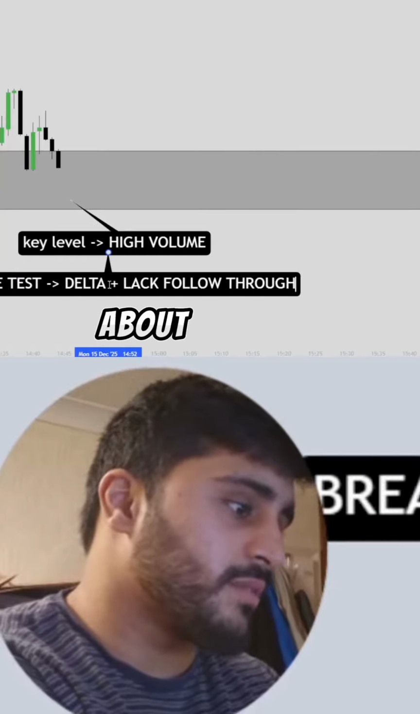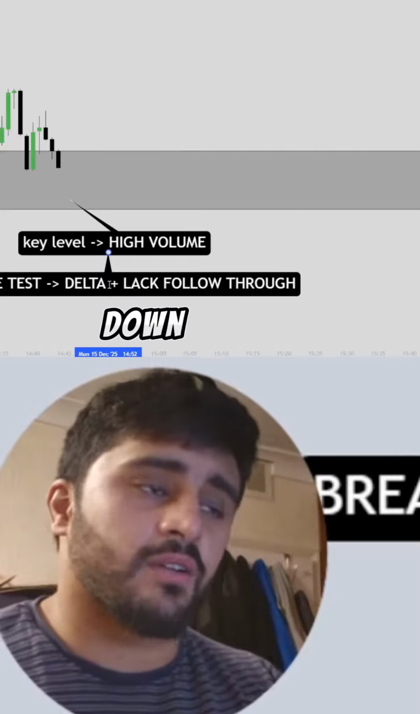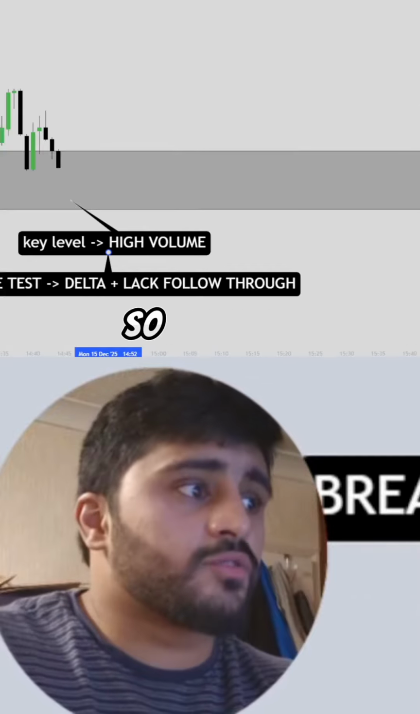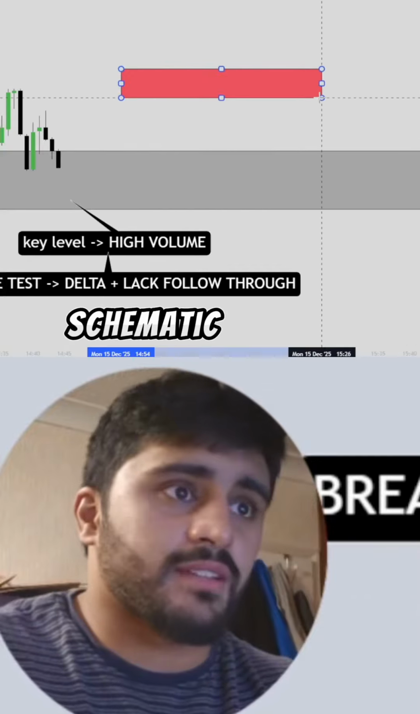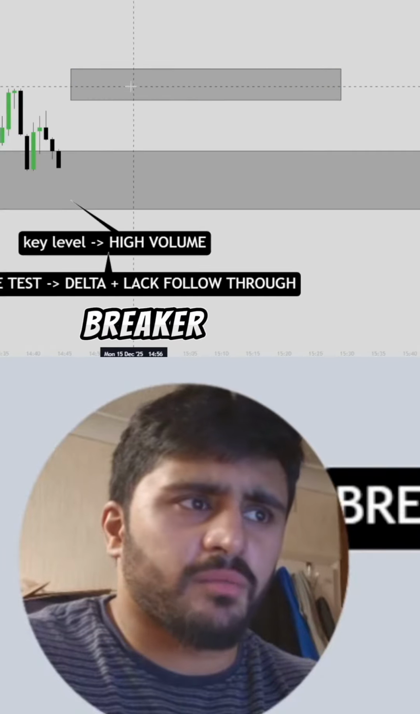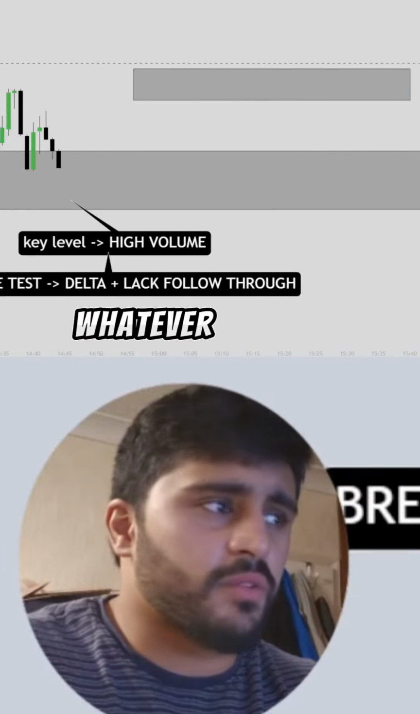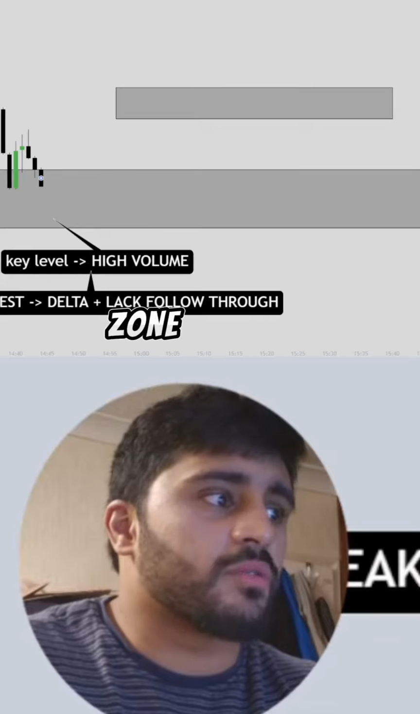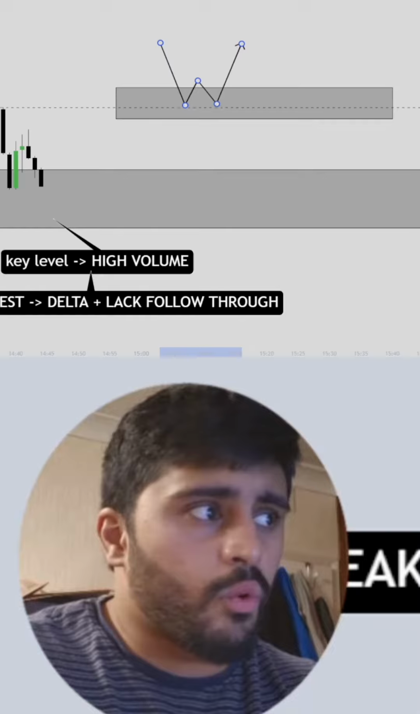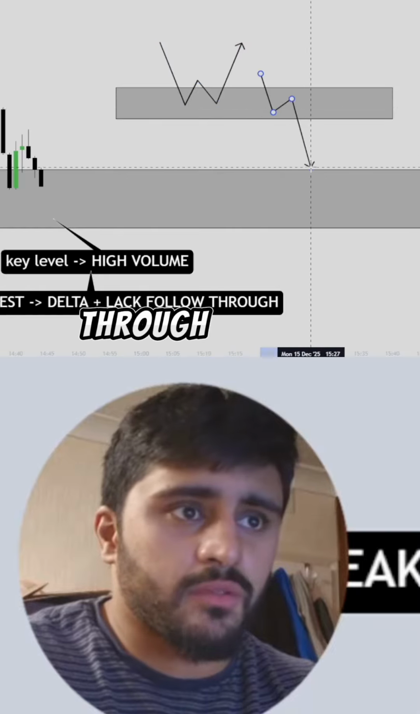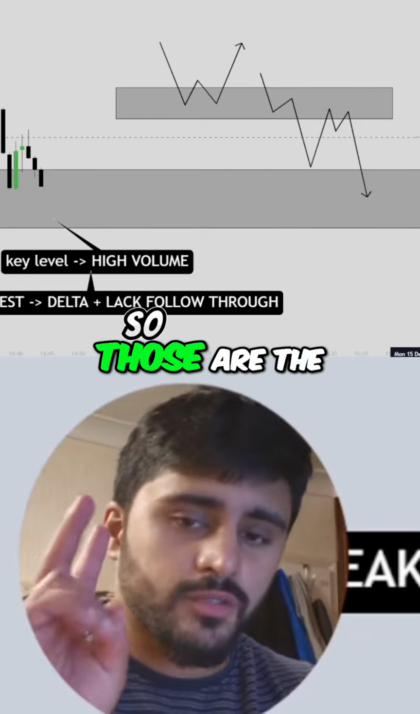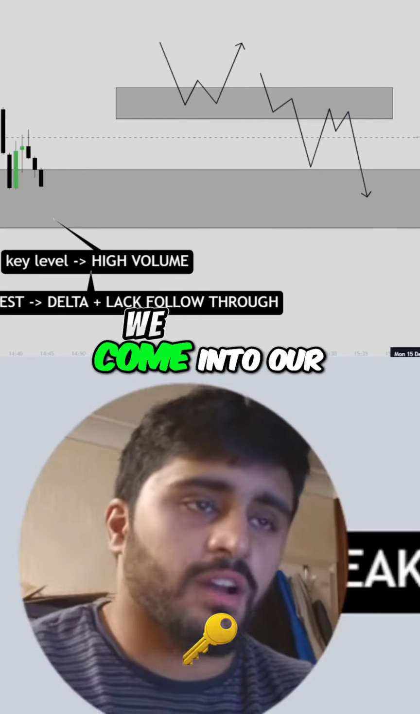So I've made a lot of videos about this. This video is going to be similar, where I'm going to be breaking down how to use fair value gaps with the delta. And just as a heads up, this is basically a schematic of how it forms. So let's say we have any kind of key level. This can be an order block, a breaker block, an ICT, support, resistance, whatever you want to call it. When we come into our zone like this, right, we can either break to the upside like this, or we can shoot right through, break to the downside, and then retest our level to take a short. So those are the only two options once we come into our key level.